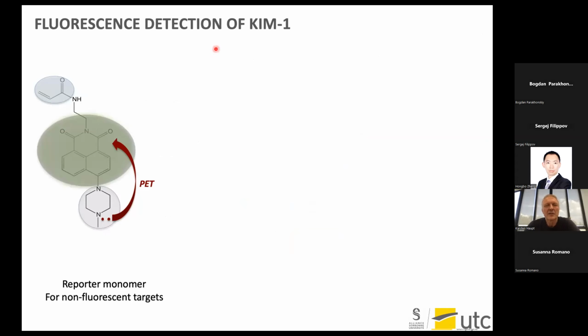And for this, since we have a synthetic polymer, we can do a lot of engineering. One thing that we can do is incorporate a reporter group, for example a fluorophore, which when it interacts with our target protein, the KIM1, will change its fluorescence. So here's an example of such a reporter monomer that can be copolymerized in these nanogel particles.